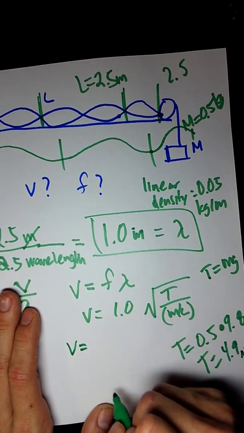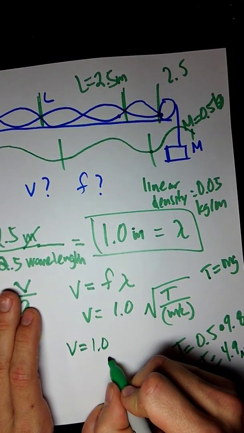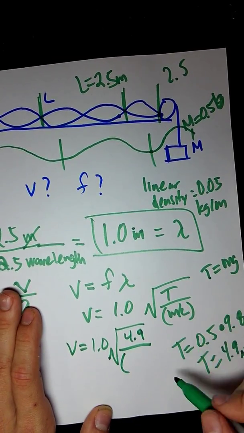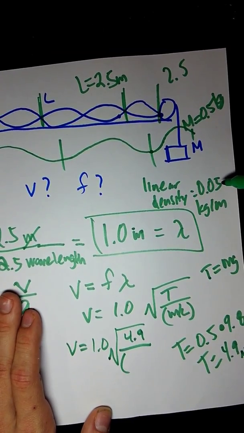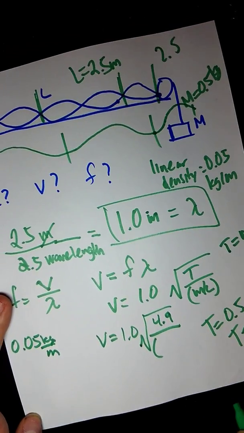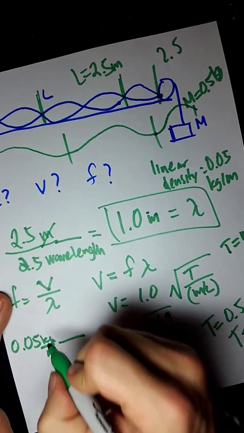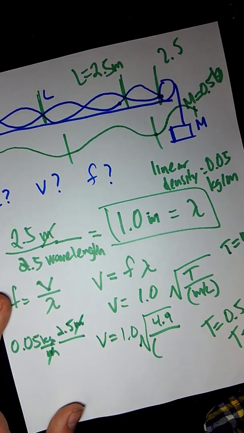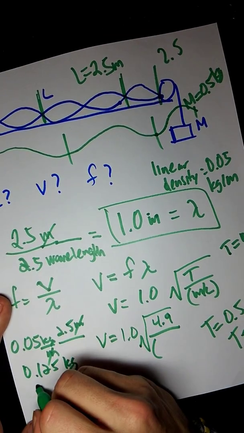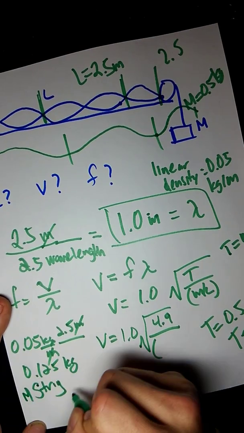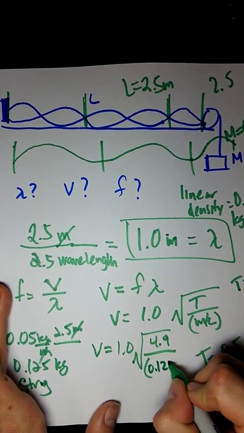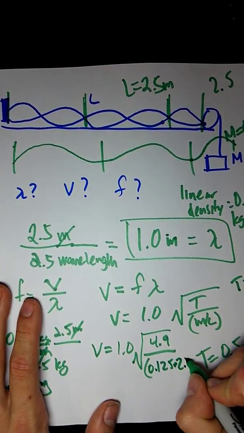So when I plug all this in, I have 1 times the root of 4.9 divided by the mass of my string, that's the next thing. I have a density of 0.05 kilograms per meter. How many meters of string do I have here? I have 2.5 meters of string. Look at that, dimensional analysis, it cancels out. So I get 0.125 kilograms as the mass of the string, and 0.125 goes here times the length of the string, which was 2.5 meters.